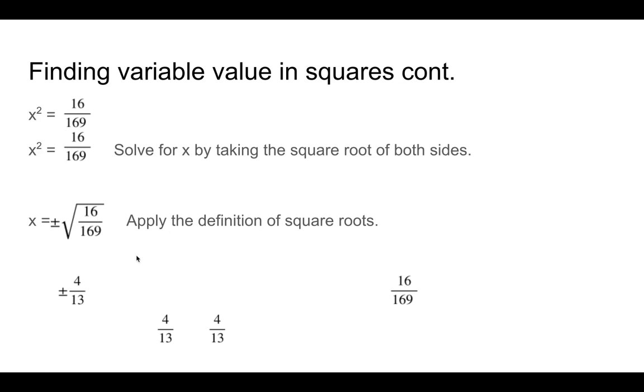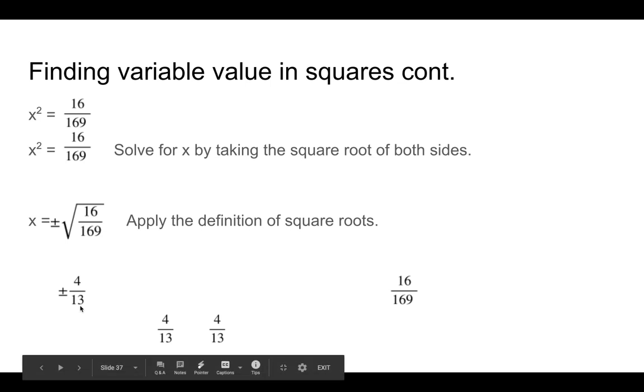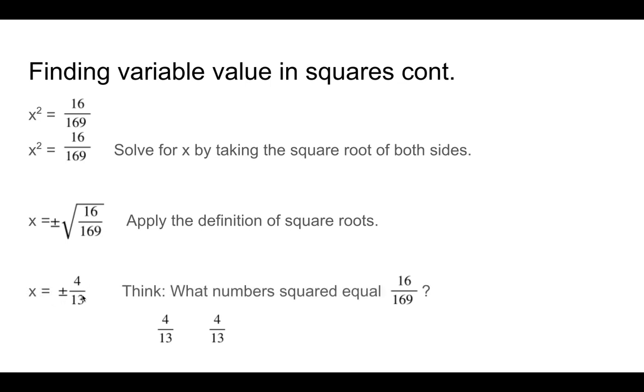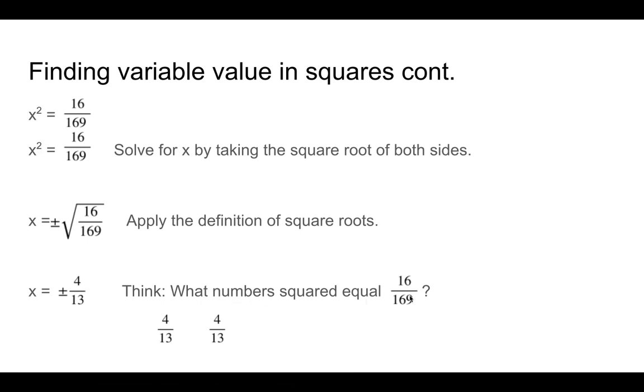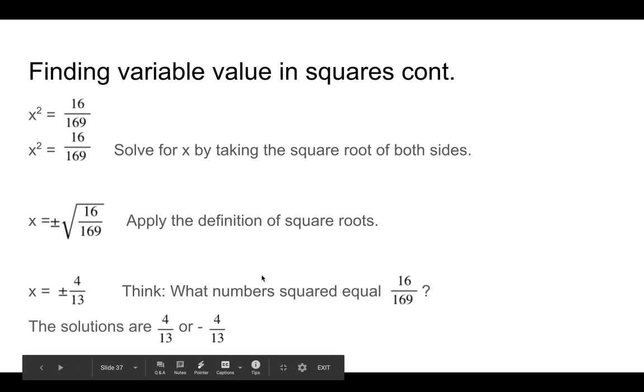Now this is a problem where we do not know each individual part. However, we can see that there are perfect squares within this: the square root of 16 gives us 4, and the square root of 169 gives us 13. Therefore, x equals plus or minus 4 over 13, because we were thinking about what number squared equals 16 over 169. So, as stated before, the solutions are 4 over 13 or negative 4 over 13.